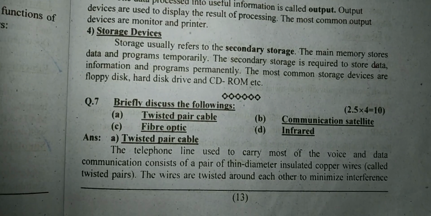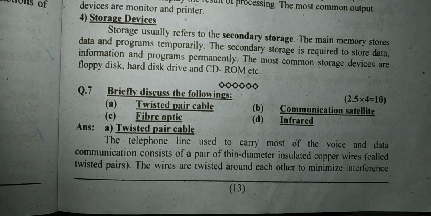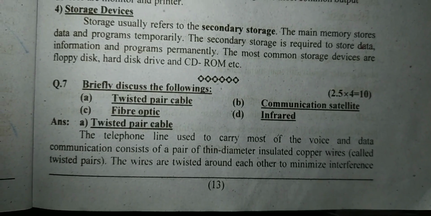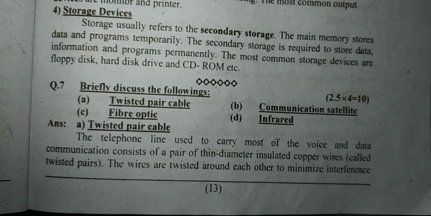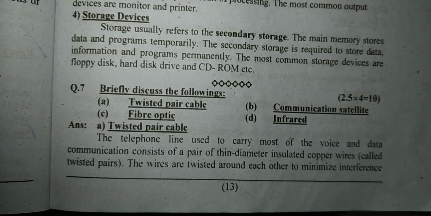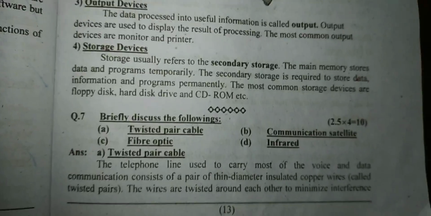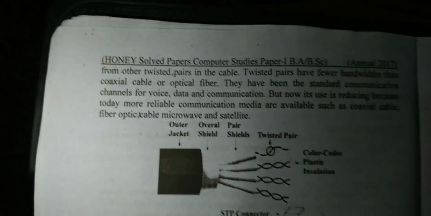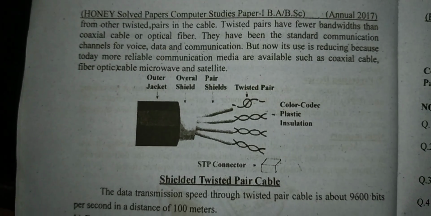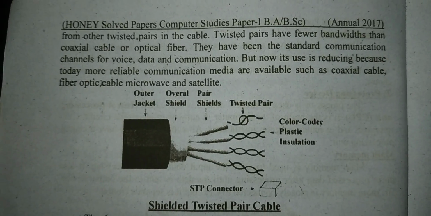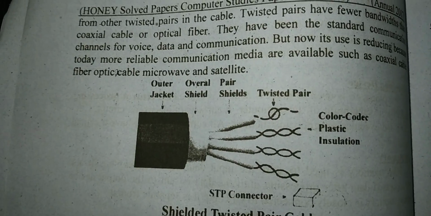Okay, now we read twisted pair cable. Briefly discuss the following. The telephone line used to carry most of the voice and data communication consists of a pair of thin insulated copper wires called twisted pair. This question is very important. The wires are twisted around each other to minimize interference from other twisted pairs in the cable. Twisted pairs have less bandwidth than coaxial cable or optical fiber.